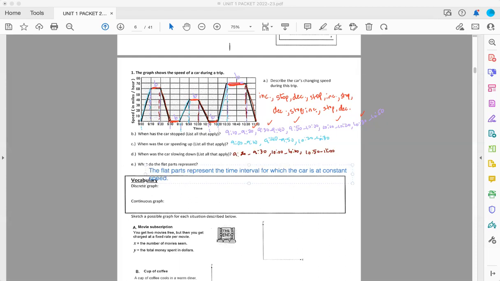Now, we're not saying all these speeds are the same, but we're saying the flat parts. So for example, the first part is at 60 miles an hour. It stays there at 60, then it drops to 0, stays at 0, and so on. Or you can say at constant speed or maintains its speed. Either way, it's fine. Okay, so this is number one.